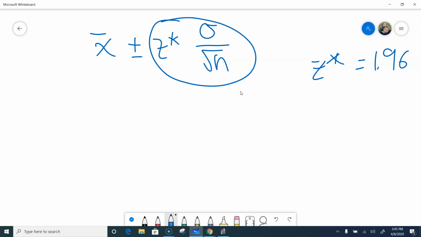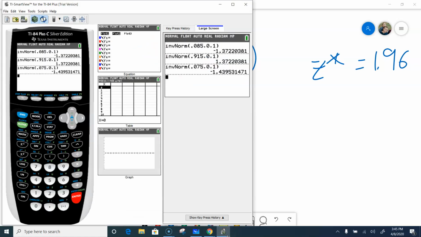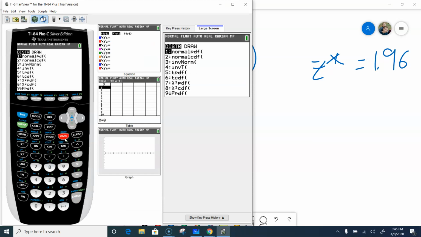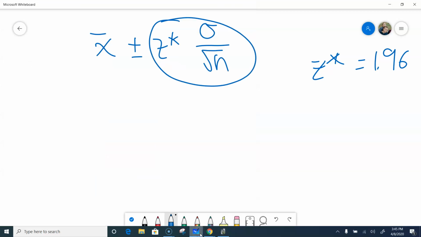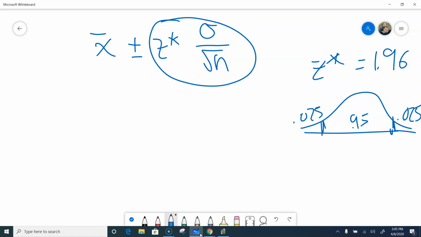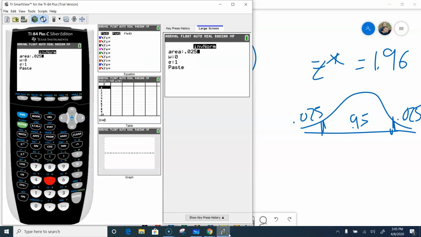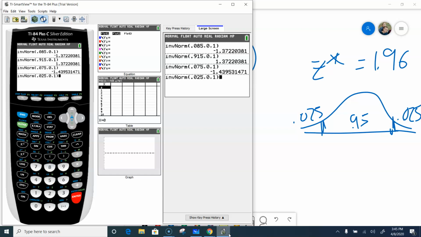It's 1.96. If we don't know that, then you use the calculator to find it. We would inverse norm, just like we did in the 2 previous problems, and we're going to inverse norm 0.025, right? Why am I inverse norming 0.025? Think about 95% confidence. What's happening here? 95% lives in the interval. Okay, so what lives in each tail? 0.025, 0.025. So what happens when I inverse norm 0.025? I get that 1.96 as my z star. It gives me negative 1.96, but for our intents and purposes, we'll just use 1.96.